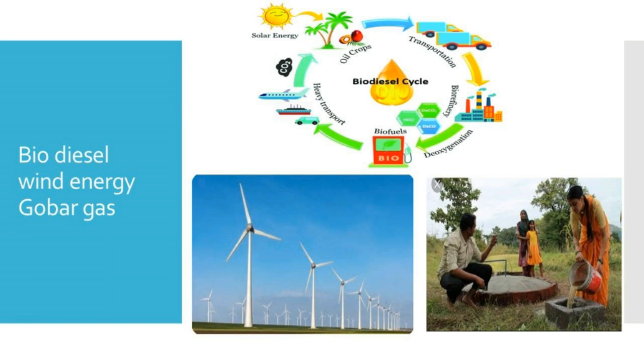Next, gobar gas. Gobar gas is obtained by the fermentation of cow dung in the absence of air, that is, in anaerobic conditions. It mainly contains methane and a little ethane. It is widely used in rural areas for cooking and operating engines.